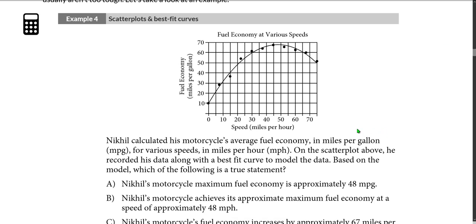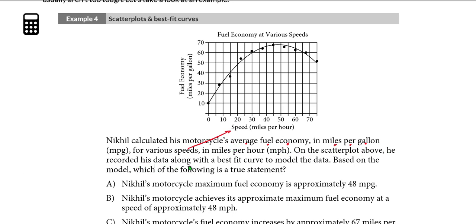So in example 4, we have Nikhil calculating, I hope that's how you pronounce his name. I'm sorry, Nikhil, if it's not. Nikhil calculating his motorcycle's average fuel economy in miles per gallon. We can see that up here. Fuel economy, miles per gallon. Then we have speed, miles per hour, for various speeds. Okay, so that's that axis right there. Miles per hour on the scatter plot above.